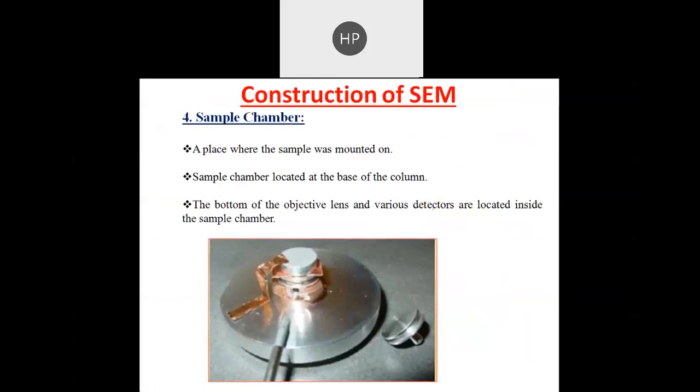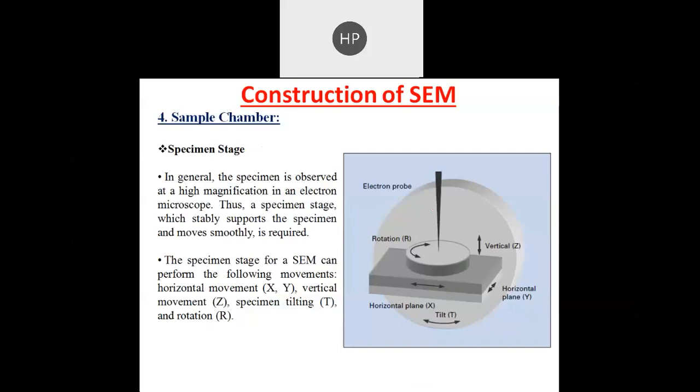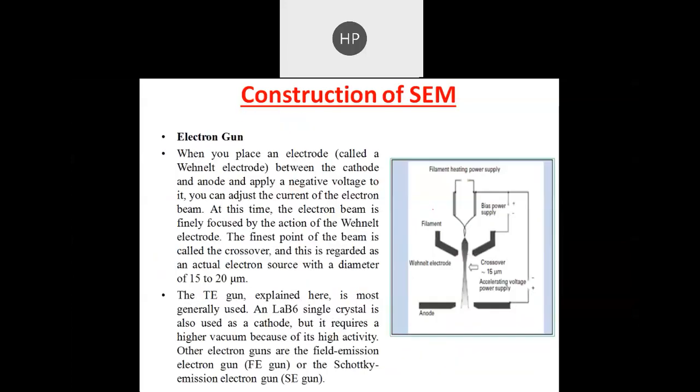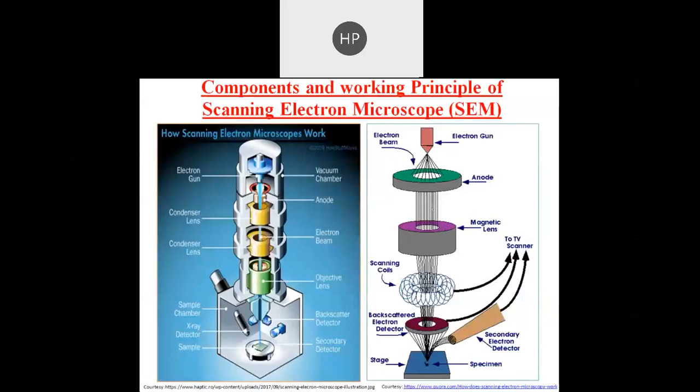Sample chamber is a place where the samples are mounted, and generally the sample chamber is located at the base of the column and the bottom of the objective lens, and various detectors are located inside the sample chamber. So this is the use of a sample chamber. If you see in the diagram here, this is the sample chamber.